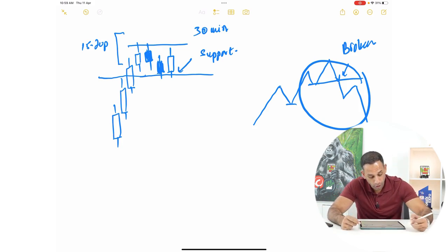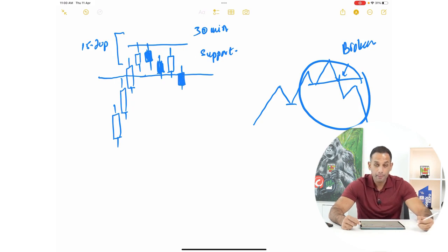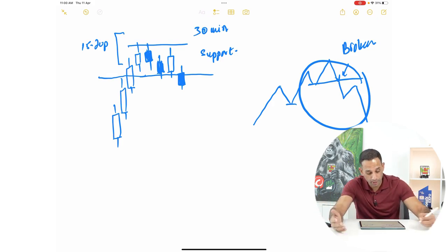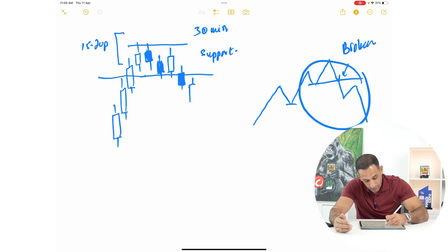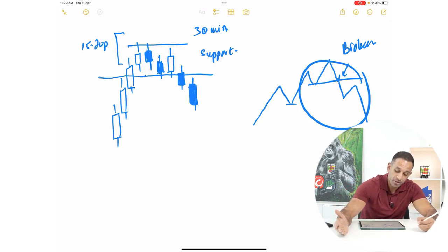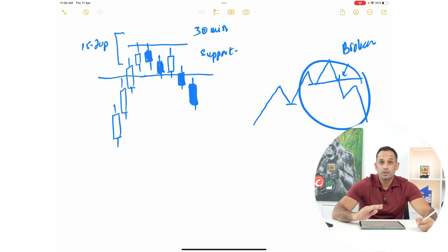So once you have support form, all you need to do is say, okay, I'm going to wait for a candle to break below support, because once we have a break below support on a 30-minute time frame, which is a stronger confirmation time frame than the 15-minute, then there's a higher probability for the next candle to continue pushing down, because you have that break of support.